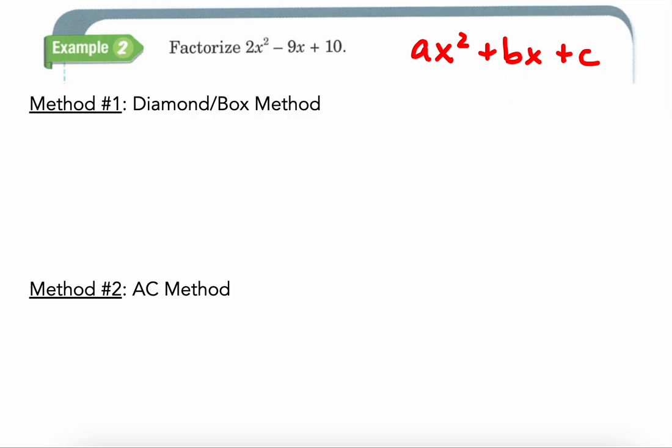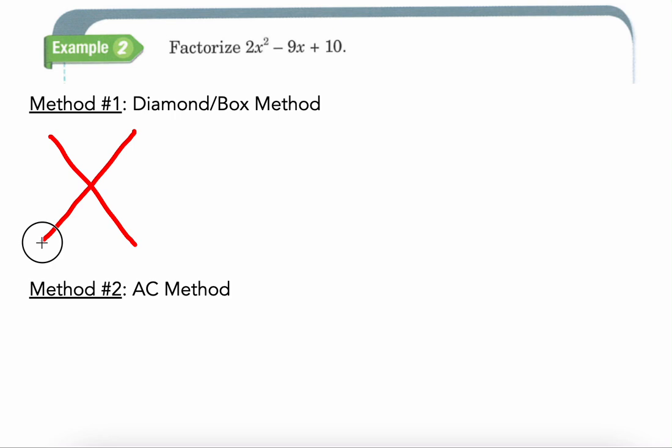So we'll look at the first method, the diamond box method, and see how it differs a little bit. So in the diamond box method, we actually organize our work with this x. It kind of makes the sharp edges of a diamond. I think that's where they came up with that name.